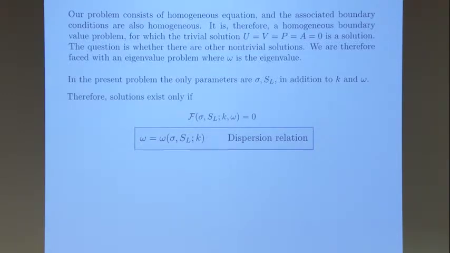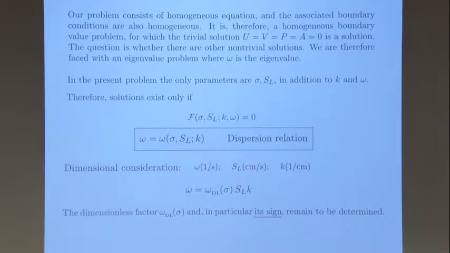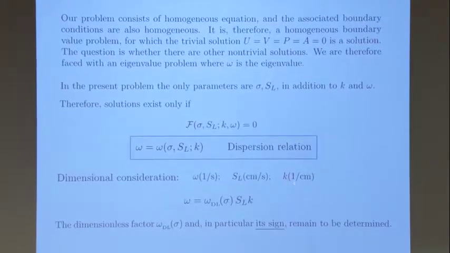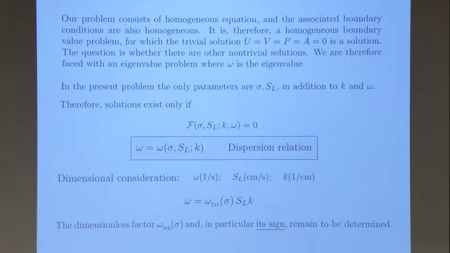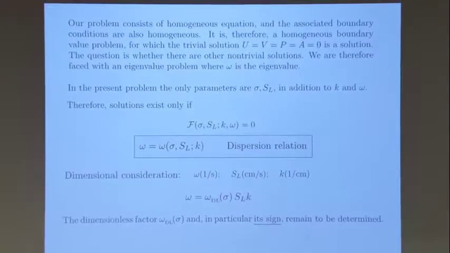Now in the case of our problem, I can very quickly tell you roughly what the answer will look like based on dimensional analysis. It's written here. Omega has units of 1/s, S_L has units of centimeter per second, k is the wave number, 1/centimeter. So the only way to form a combination of this type is that omega will be proportional to the flame speed times k. But the only problem is I don't know the constant ahead.